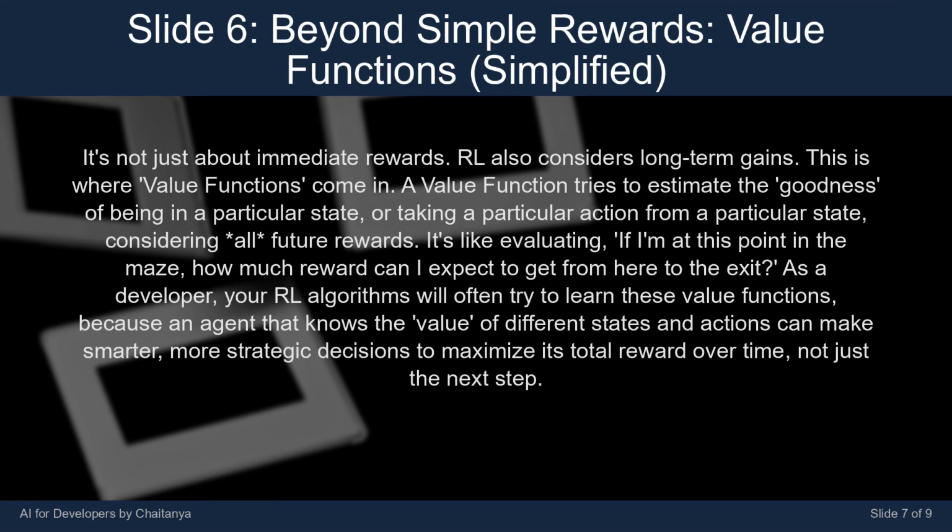RL also considers long-term gains. This is where value functions come in. A value function tries to estimate the goodness of being in a particular state, or taking a particular action from a particular state, considering all future rewards. It's like evaluating, if I'm at this point in the maze, how much reward can I expect to get from here to the exit? As a developer, your RL algorithms will often try to learn these value functions, because an agent that knows the value of different states and actions can make smarter, more strategic decisions to maximize its total reward over time, not just the next step.